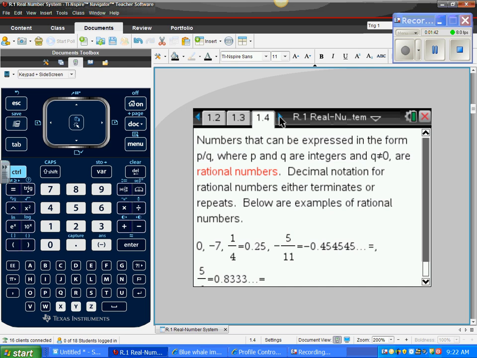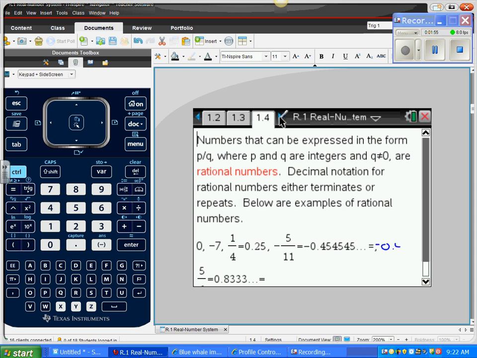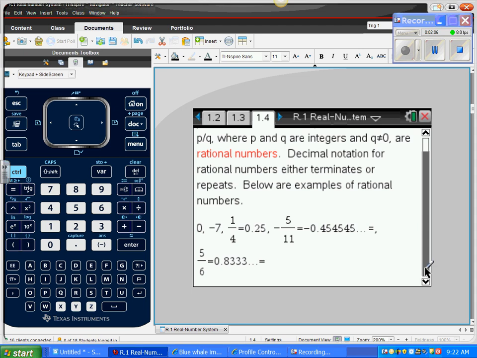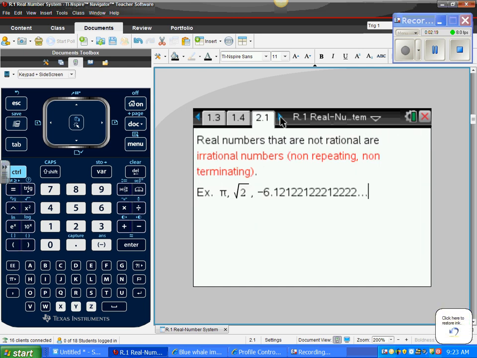Below we have some examples. We have 0, -7, 1/4. Notice it can be written as a fraction and as a decimal. -5/11, or -0.454545, or you also know it written with a bar over the repeating digits. And same thing below, we have 5/6, which can also be written as a decimal. So these are all rational numbers. They're terminating or repeating. It can be written as a fraction or a decimal.